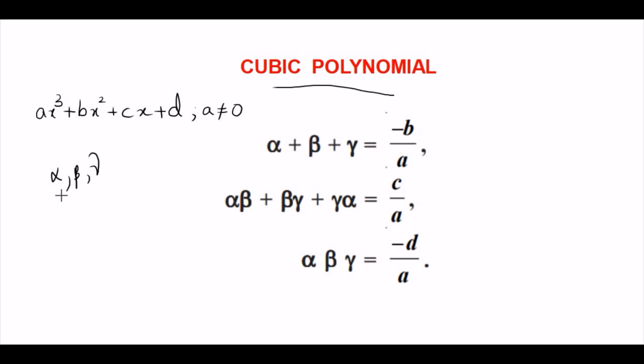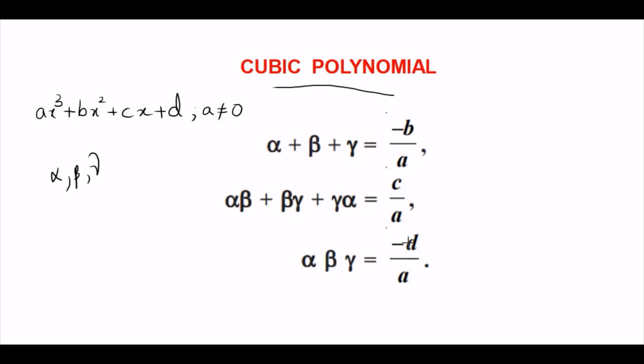These are Greek letters. So the relationship between the zeros and the coefficients is: alpha plus beta plus gamma, that is, the sum of the zeros, is equal to minus b by a, where b is the coefficient of x square and a is the coefficient of x cube. When you take the sum of the product of the zeros two at a time, that is alpha beta plus beta gamma plus alpha gamma, that is equal to c by a, where c is the coefficient of x and a is the coefficient of x cube. And the product of the zeros, that is alpha beta gamma, is minus d by a.